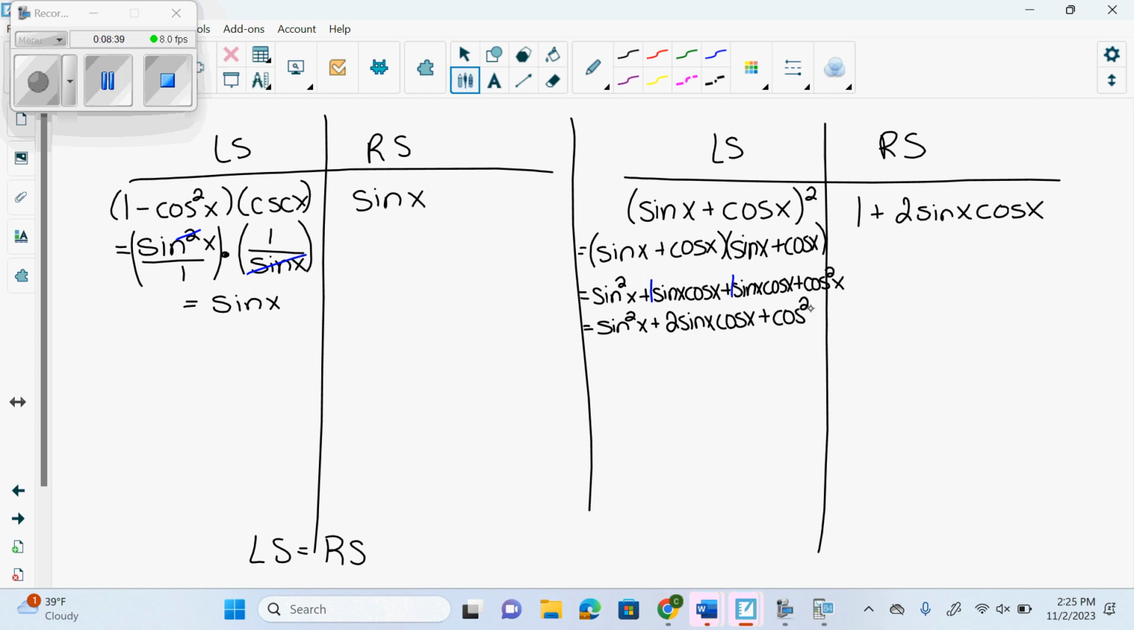Now if you look at this, this matches that. Do you agree? So we're getting closer. What we have left over is sine squared x plus cos squared x, and it now somehow has to be a 1.